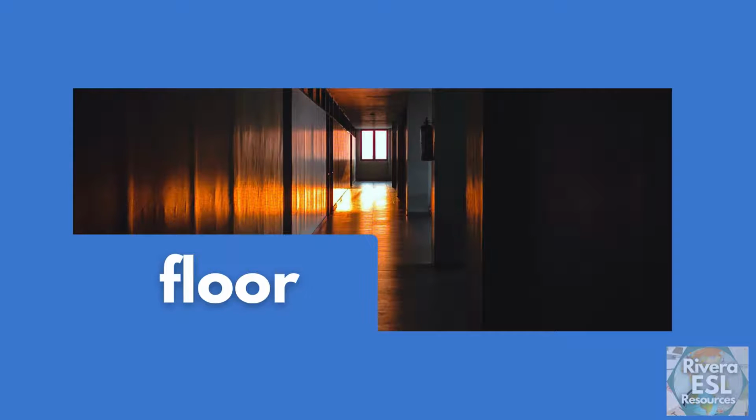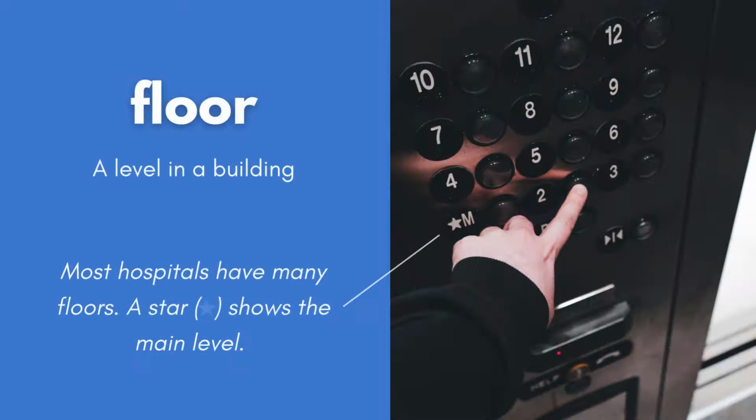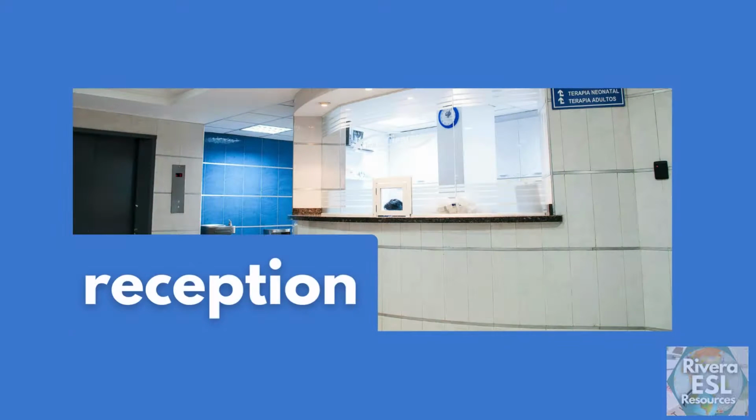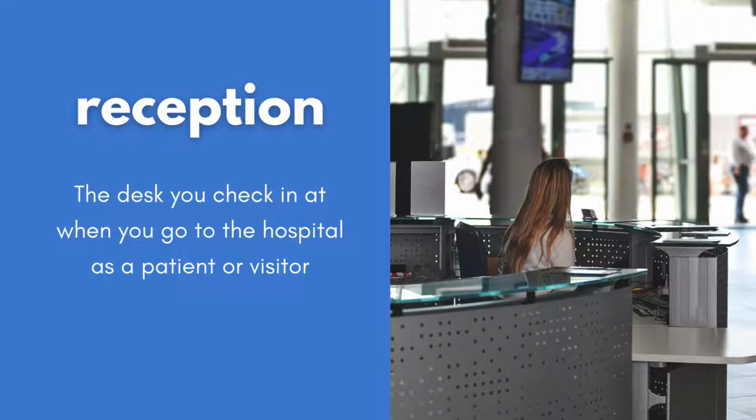Floor. A floor is a level in a building. Most hospitals have many floors. A star on the elevator shows the main level or the main floor. Reception. Reception is the desk you check in at when you go to the hospital as a patient or a visitor.